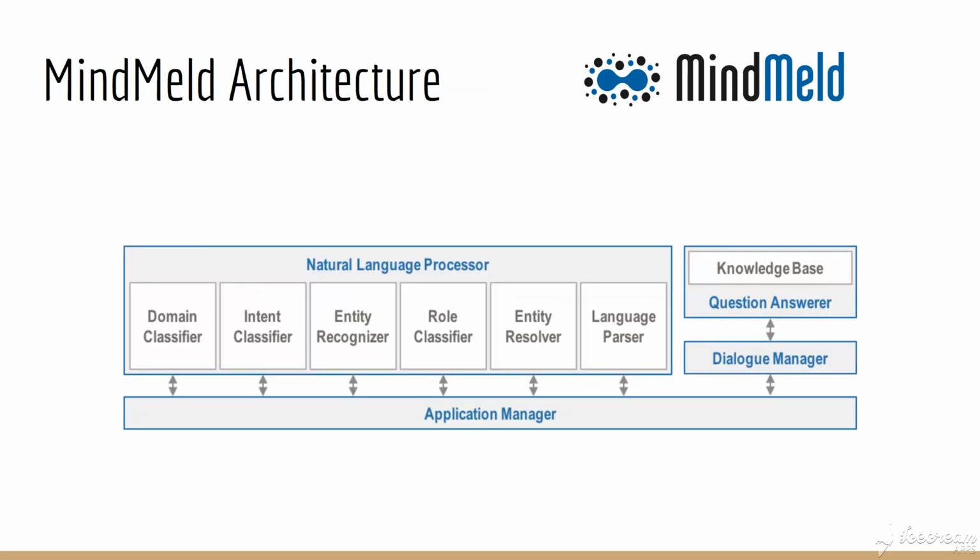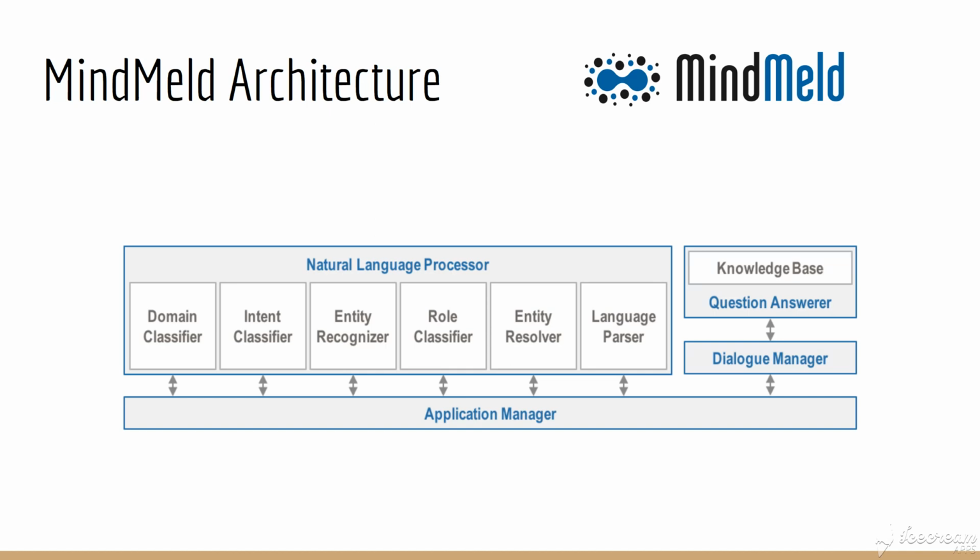Here's a bird's eye view of the overall MindMeld architecture. You see a number of components that fall underneath the category of natural language processor. These include the domain and intent classifiers, entity recognizers, role classifiers, the entity resolver, and the language parser. We'll go into each of these components throughout the course.